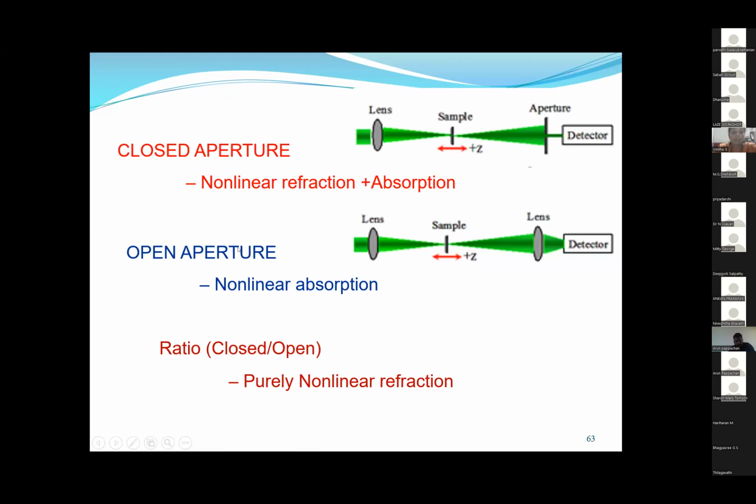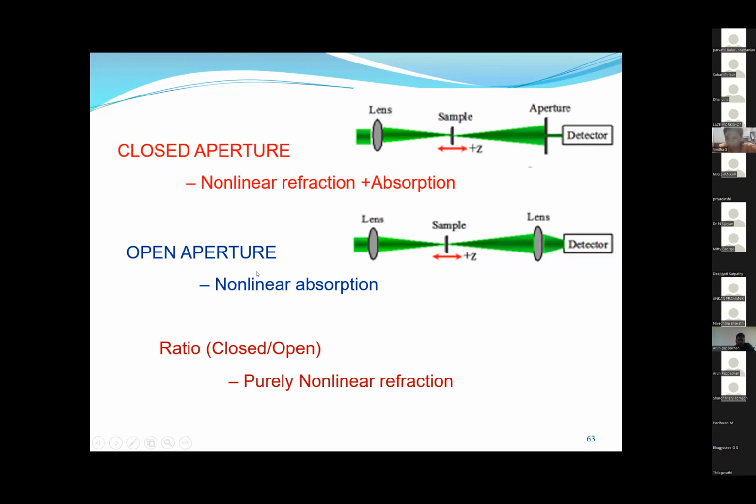And this open aperture is going to help me in finding out the nonlinear absorption. It gives me the entire absorption. But now, when you need to calculate the refractive index, it needs pure refraction. No absorption part should be there. Closed gives me both. Open gives me absorption. So how do I eliminate this absorption from this? I just take a ratio of these two.